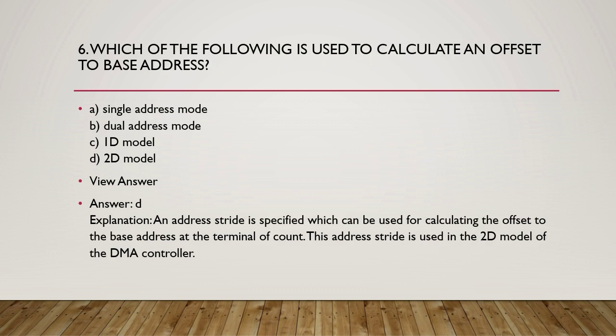Which of the following is used to calculate an offset to the base address? A single address mode, B dual address mode, C 1D model, D 2D model. The answer is the 2D model. An address stride is specified which can be used for calculating the offset to the base address at the terminal of count. This address stride is used in the 2D model of the DMA controller.